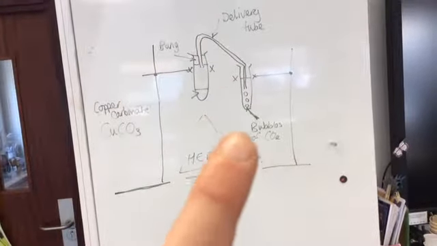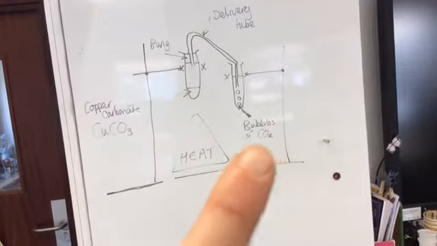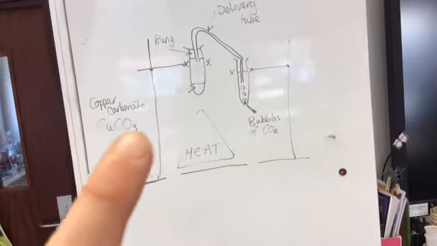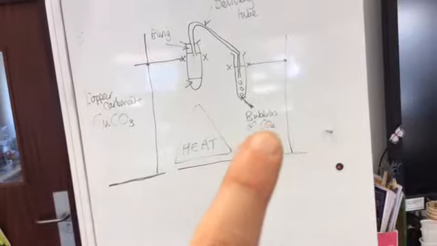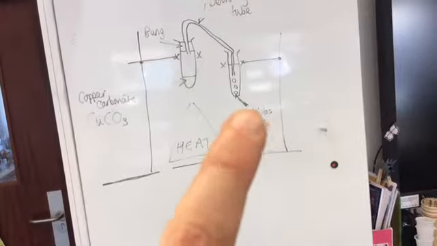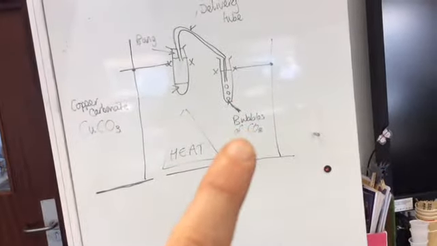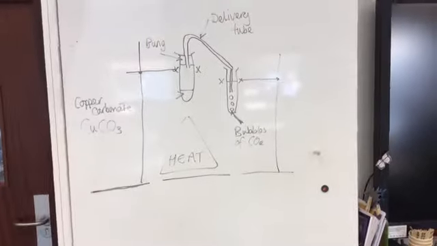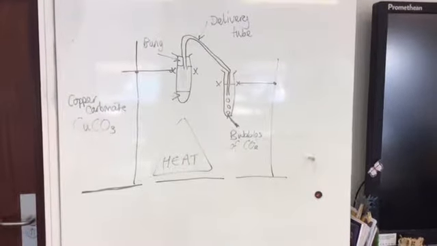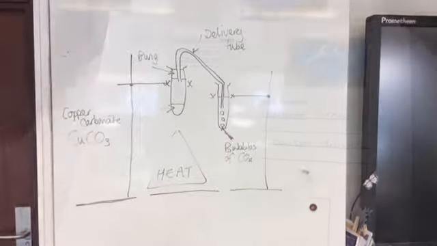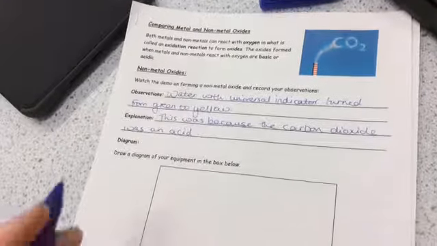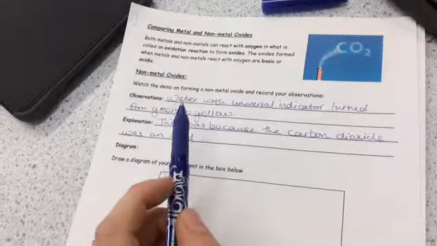I also want to note that it's bubbles of CO2 that come out. It's not copper carbonate that we're interested in. The copper carbonate is simply a source of the CO2. The CO2 is the non-metal oxide that we're interested in. So if you pause and draw your diagram, and then I'll show you what you should have written in the rest of your form. Okay, so hopefully you had a go at this yourself, but let's have a look now.